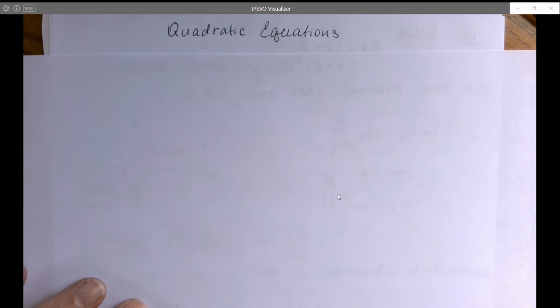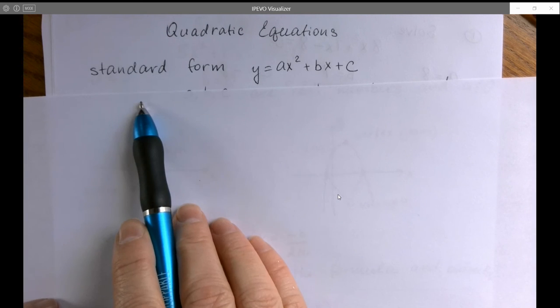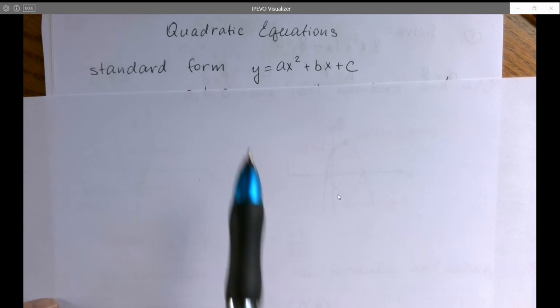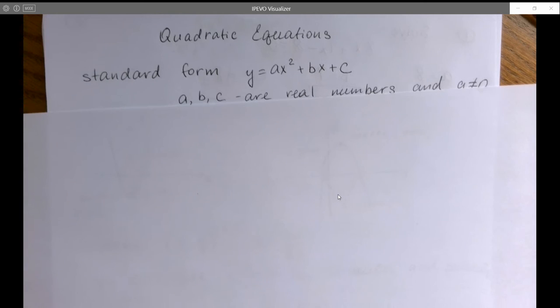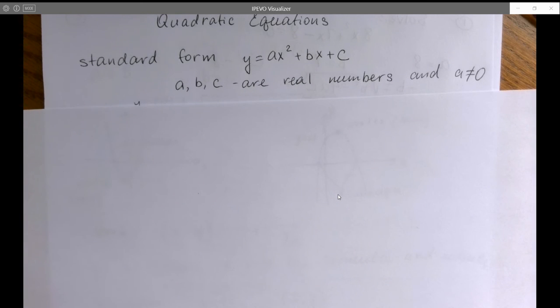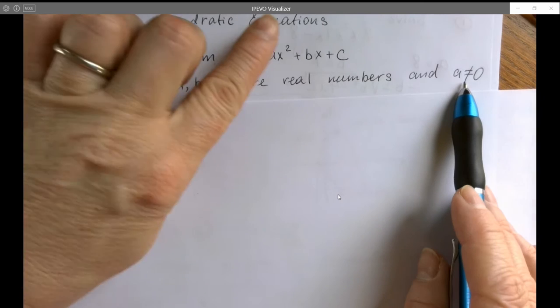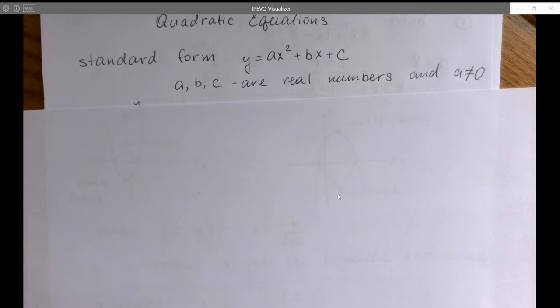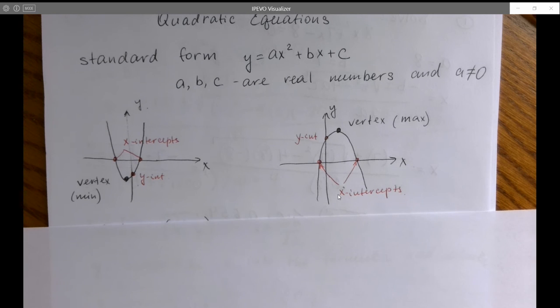In this section, we will talk about quadratic equations. A quadratic equation can be written in standard form, that is y equals ax to the second power plus bx plus c, where a, b, and c are real numbers, and a is not allowed to be zero, because if a is zero, we will have just a linear model. The graphs of quadratic equations are called parabolas.